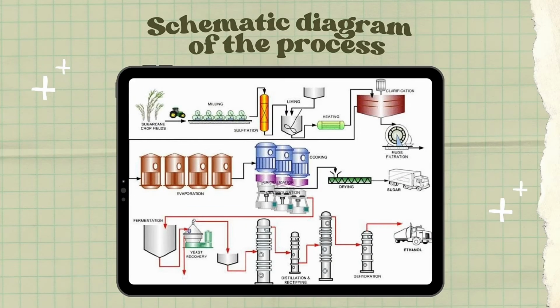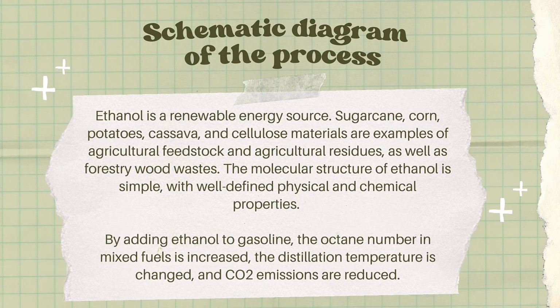cosmetics. Moving on to the schematic diagram of the process of production of ethanol, where ethanol is a renewable energy source. Sugarcane, corn, potatoes, cassava, and cellulose materials are examples of agricultural feedstock and agricultural residues, as well as forestry and wood wastes. The molecular structure of ethanol is simple, with well-defined physical and chemical properties. Moreover, by adding ethanol to gasoline, the octane number in mixed fuels is increased, the distillation temperature is changed, and carbon dioxide emissions are reduced.